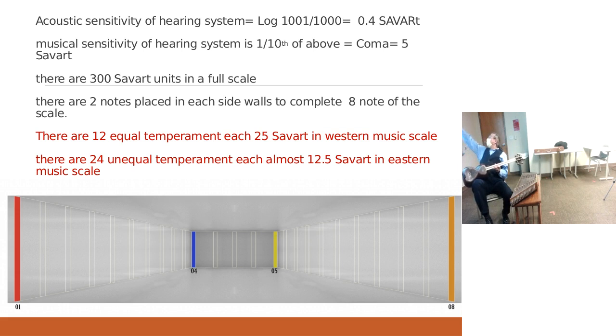So if you divide the whole area from 1 to 8, there are going to be 301 Savart, 301 pieces that you can differentiate from each other. Now, you can divide that 301 by 12, and you get 25 equal Western classical scales. You can divide it by 24, you get 12 and a half, almost, because we don't even follow that closely. That's a little bit different in practice. We're not staying on that 12 and a half, and so on. But that's one of the major differences. Next, please.